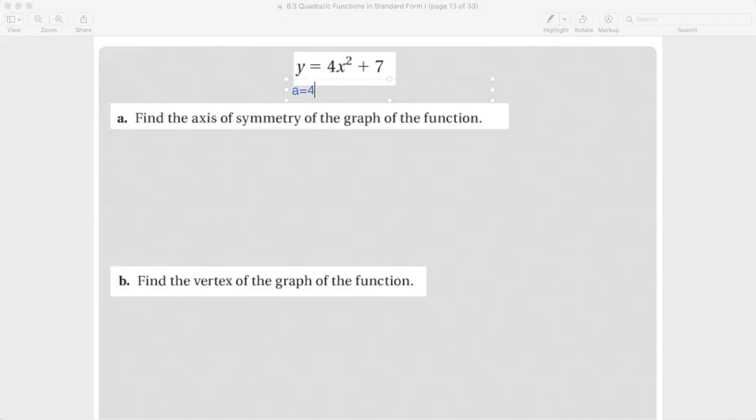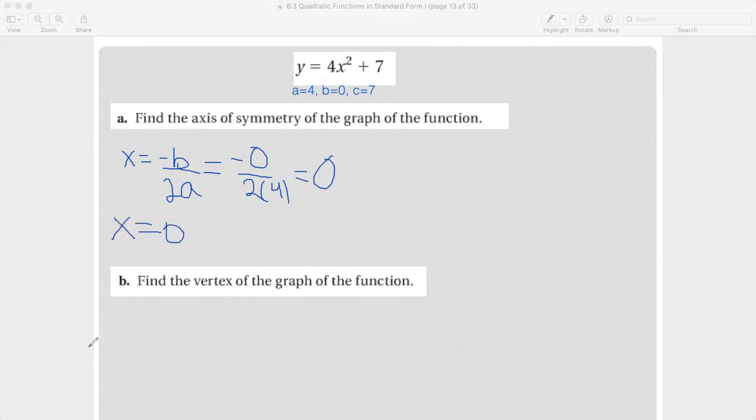Okay, A is 4, B, don't fall for it, B is missing, B is 0. You actually do have a C value here, C is 7. Now let me tell you guys, when B is 0, that is great. That's going to make life very easy. So X equals negative B over 2A. So that would be -0 over 2 times 4. Guys, 0 over anything is just going to be a big fat 0. So please don't make it harder than it should be. So that's x equals 0.